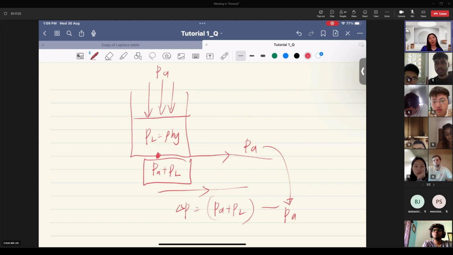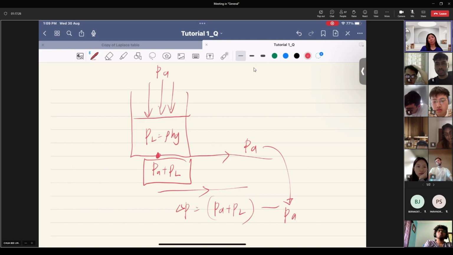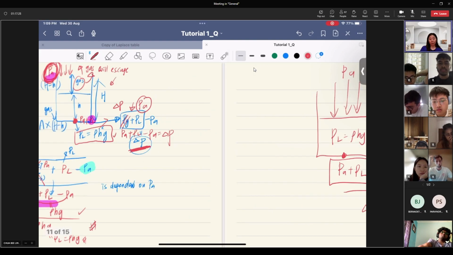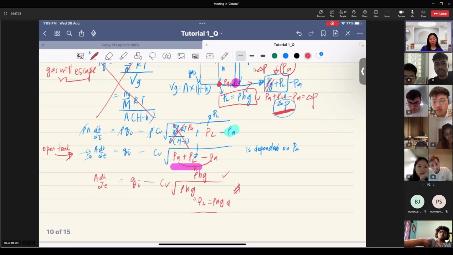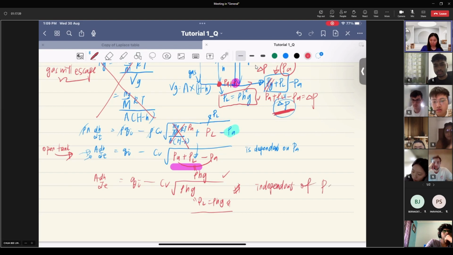So the question is whether the model is dependent on PA. Then you look at the final answer. There is no PA in the equation. So I can say this is independent of PA.